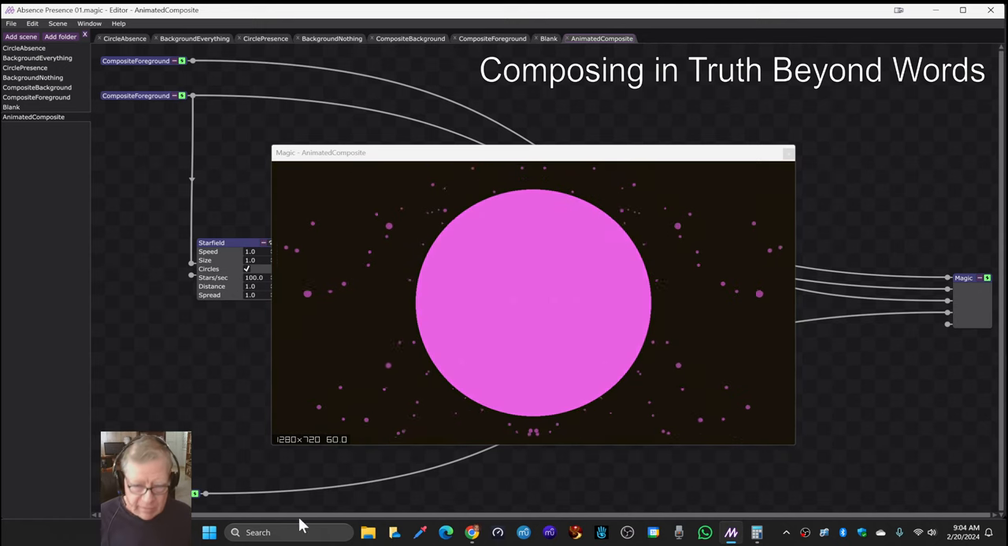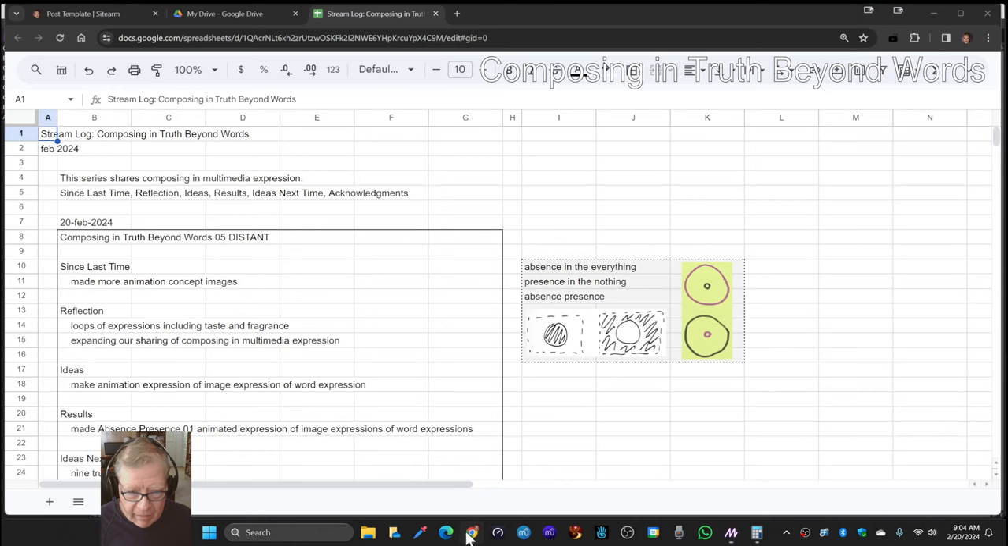Ladies and gentlemen, this is a recap of Composing in Truth Beyond Words, Episode 5, Distant. We entered by saying that we had drawn some more animation concept images, and here they are. We have a horizontal image with circle on a rectangle, and the vertical image with circles and small circles.